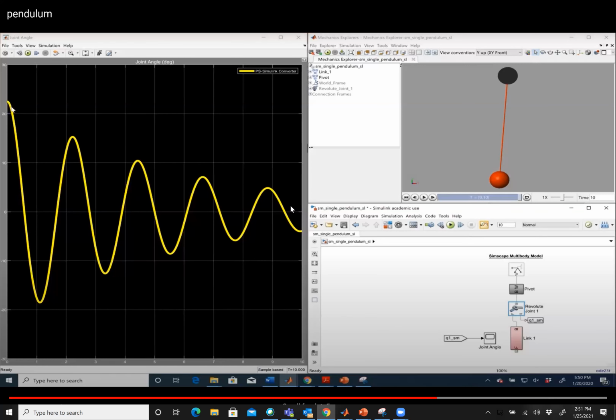So let me ask you this. Let's say I don't like this oscillation. I want this oscillation to go away. What can I do to this system to make this oscillation here go away?